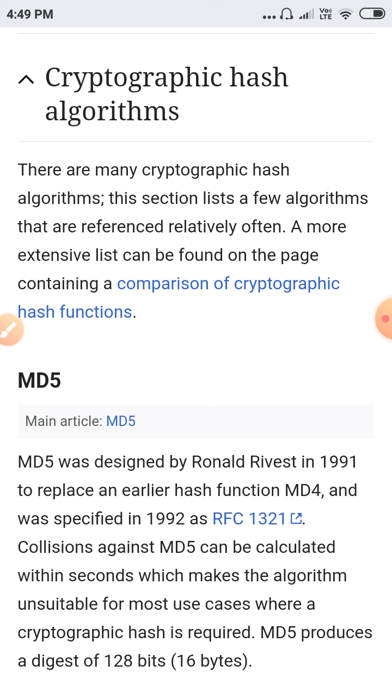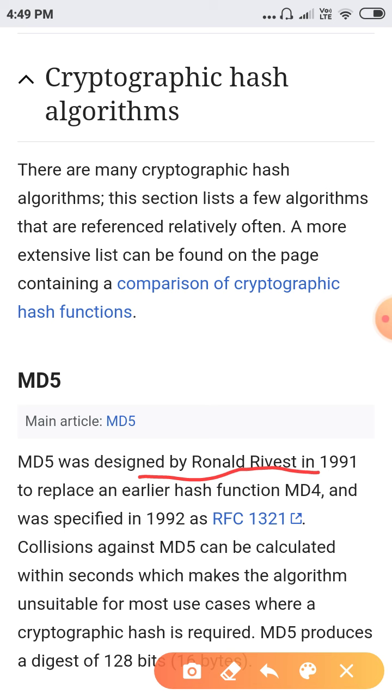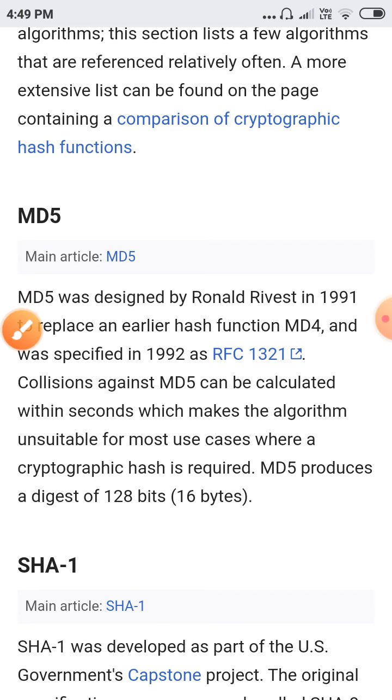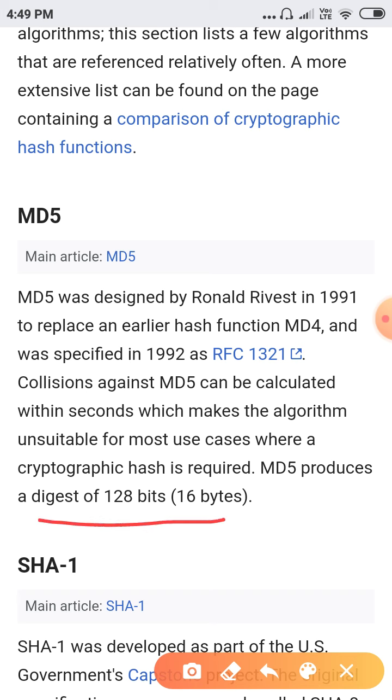This message digest algorithm was designed by Ronald Rivest in 1991. In this algorithm, it will give 128 bits as a digest. So it will give a 128-bit digest, meaning output. In the starting only we told it will give a fixed-size output. So whenever you are using the message digest algorithm for generating the hash values, the size of the digest is 128 bits.